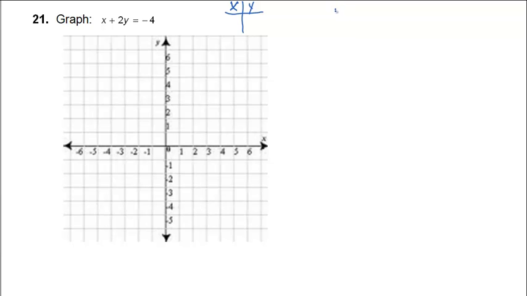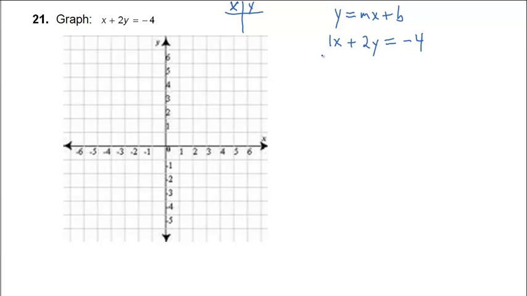Remember, slope-intercept form is y equals mx plus b form. So what we have right now is x, and I'm going to make it 1x plus 2y equals -4. And I'm going to solve for y.